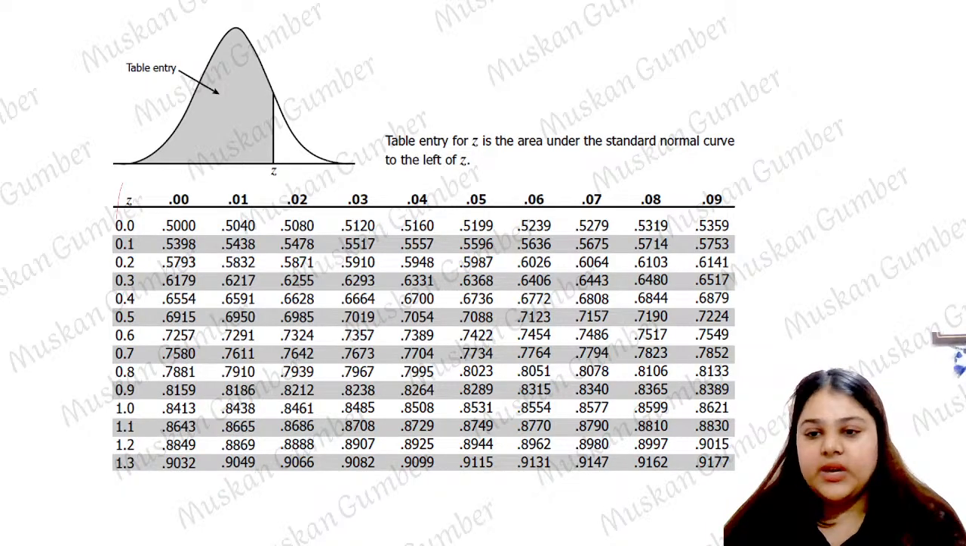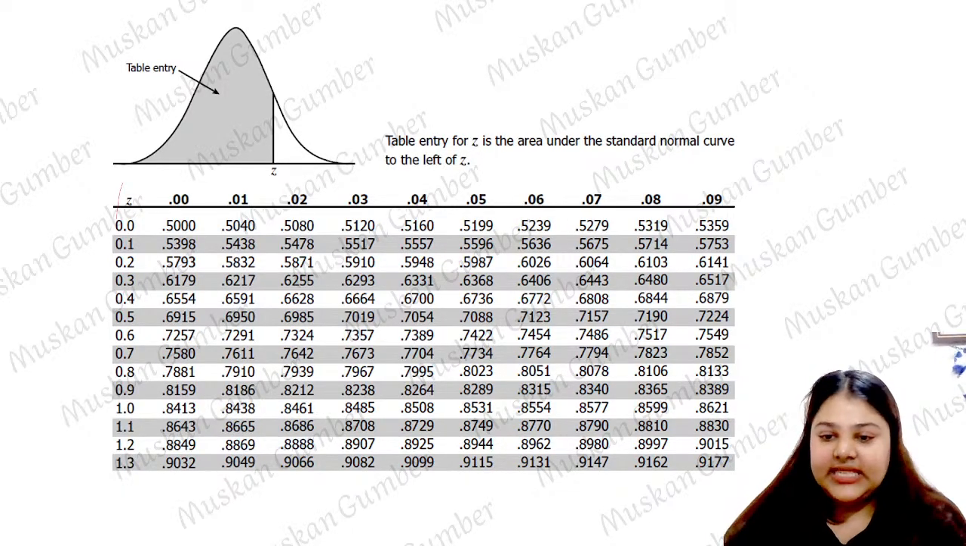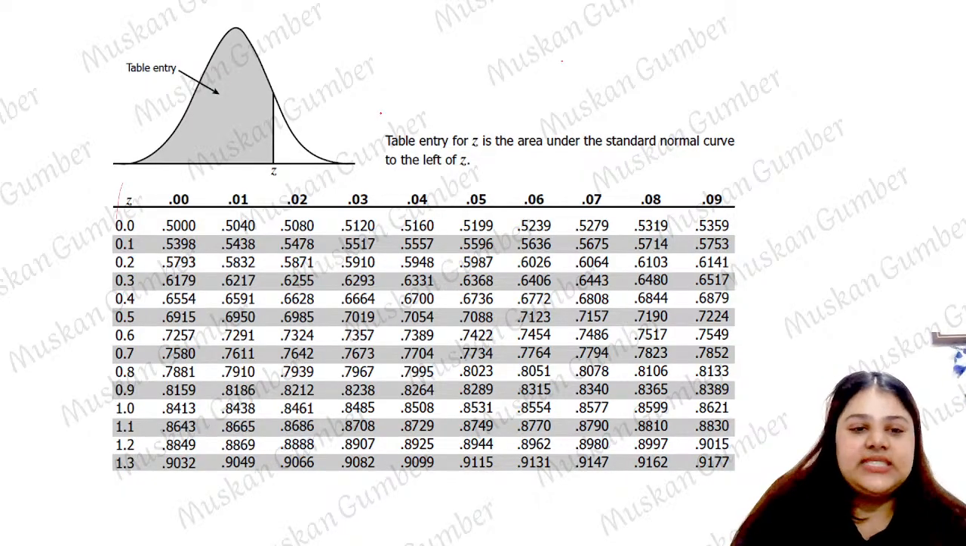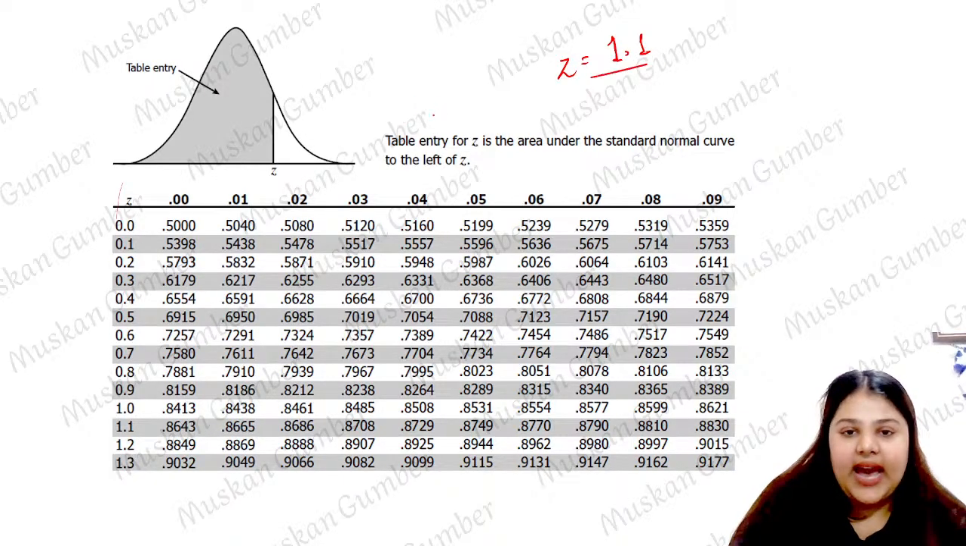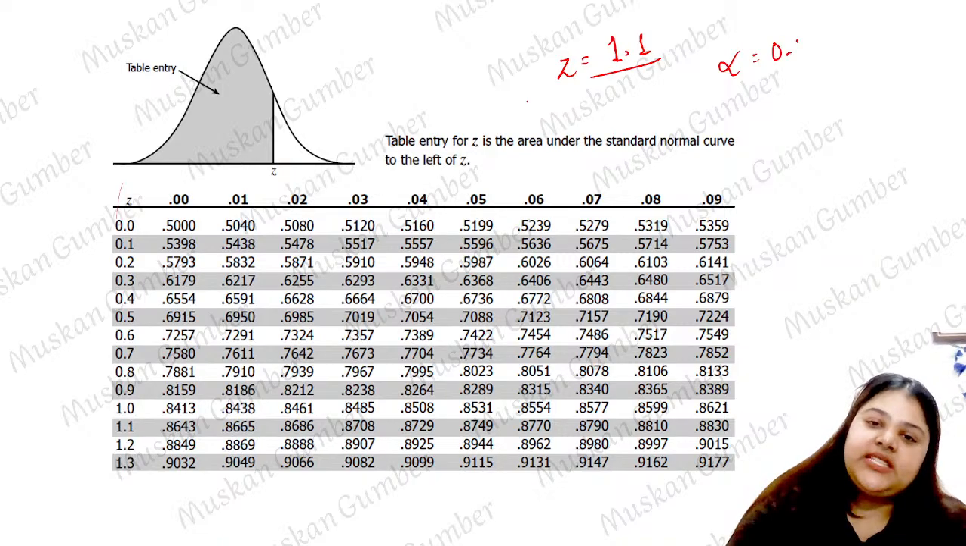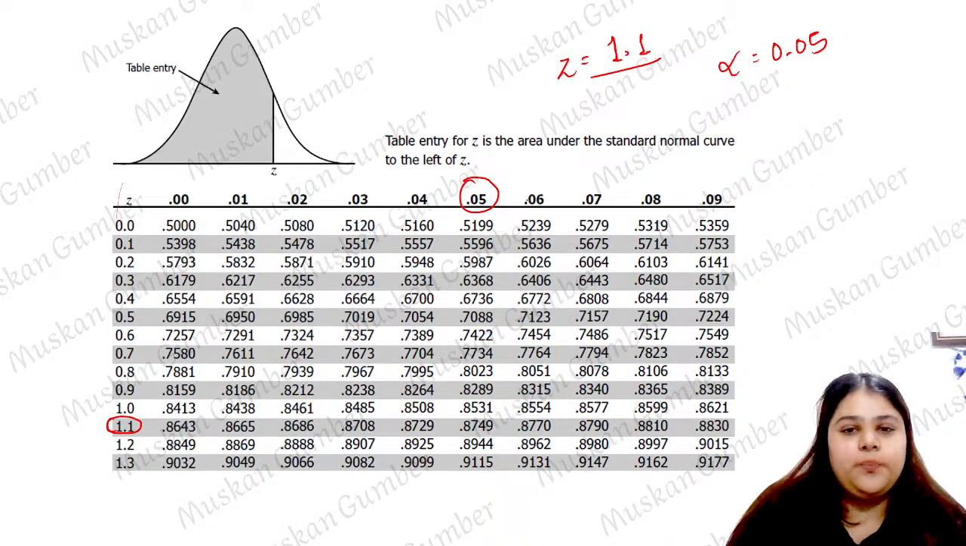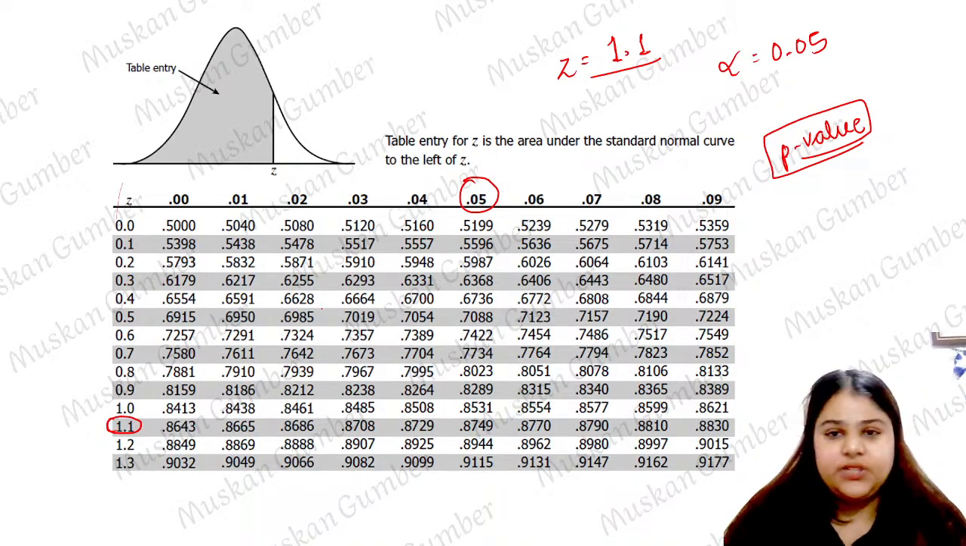Now what happens is, when we look at this table, I know the Z value, for example, I calculated a Z value of 1.1, and my alpha level that I specified was 0.05. Now I will look at this table. This is the alpha value that we have set up, and this is the Z value that we calculated. Now all of you please tell me what will be my table value. Everyone, quickly, what will be my table value?